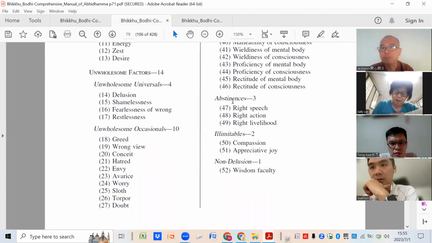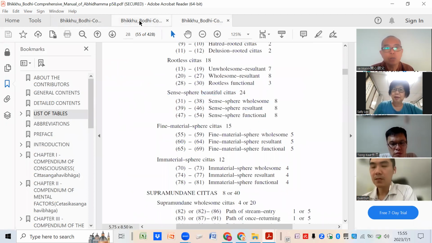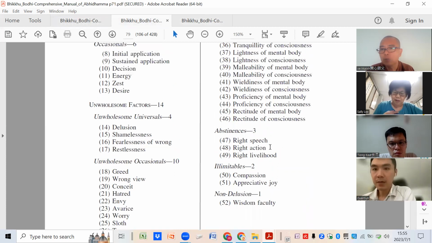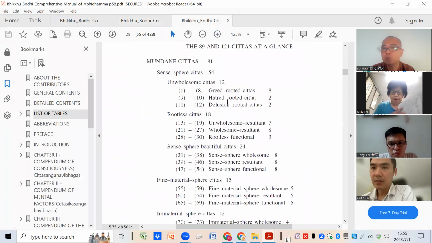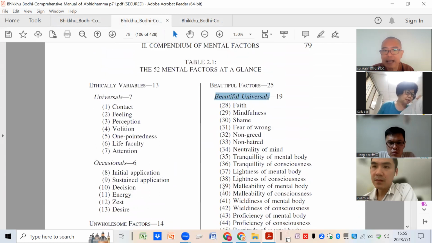So many. Then the rest are abstinence, illimitable, and non-delusion. So Guansan, just have a guess: which one don't you see, this three group? Which one I don't see? This three group. Okay, do you think in the unwholesome citta, are you able to see this three group or not, which is categorized under the beautiful factor?